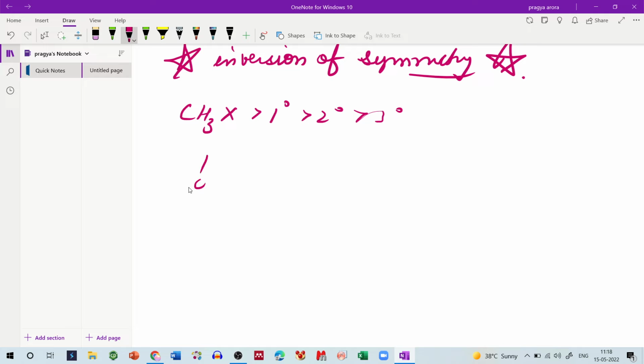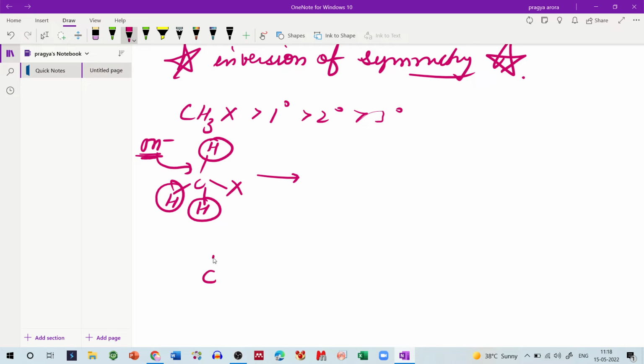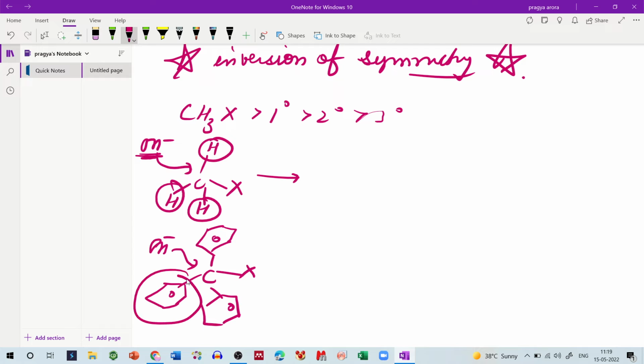So if you have CH3X, where X is the leaving group, with H's attached, and you have the nucleophile OH minus. If this OH minus attacks, since these groups are small, it is easier for the nucleophile to attack. But if you have a tertiary butyl group, or let's say bulky groups like three phenyl rings, and you have one halide over here, and this OH minus now attacks.